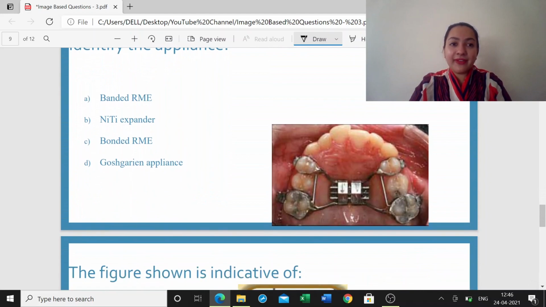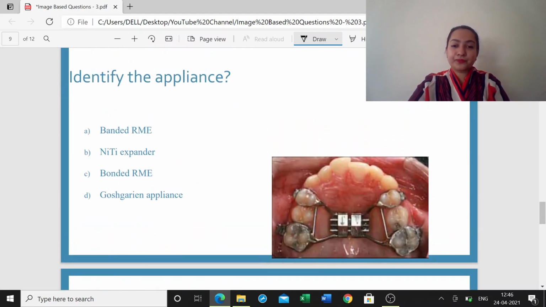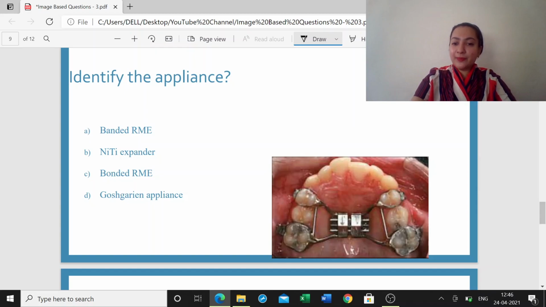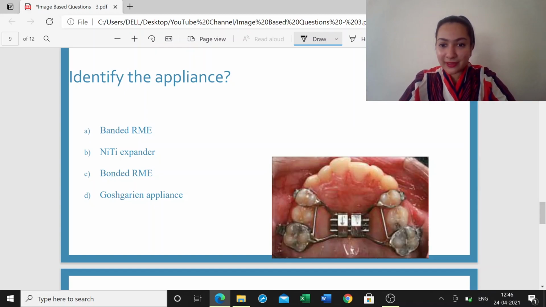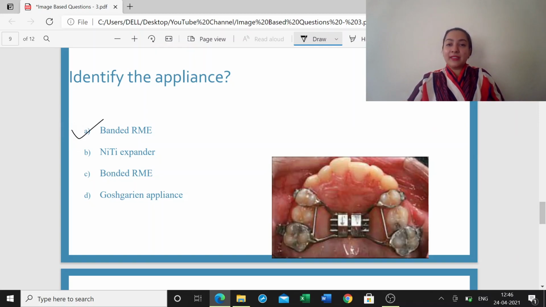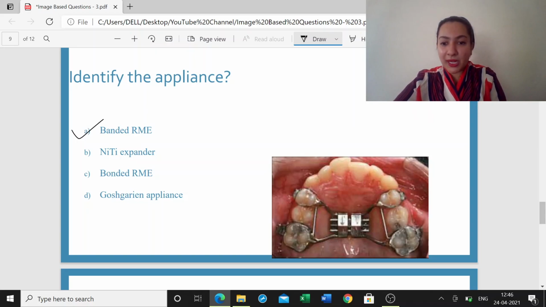Moving on. Identify the appliance. So what do you see here? We see that there is an assembly placed into the palatal region, and my first premolars and molars are banded. Okay, so when you see this kind of assembly, you should know that this is used for expansion. This is an expansion assembly, right? So yes, this is an expansion assembly, and the answer for this is banded RME. RME is rapid maxillary expansion.